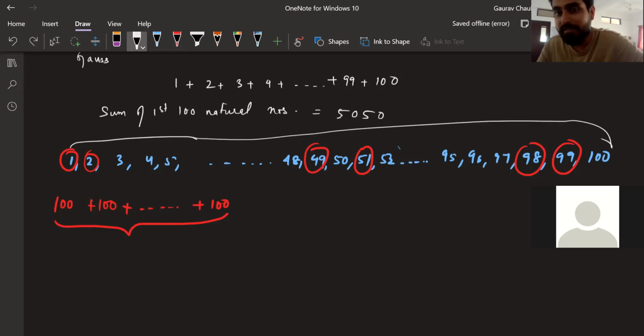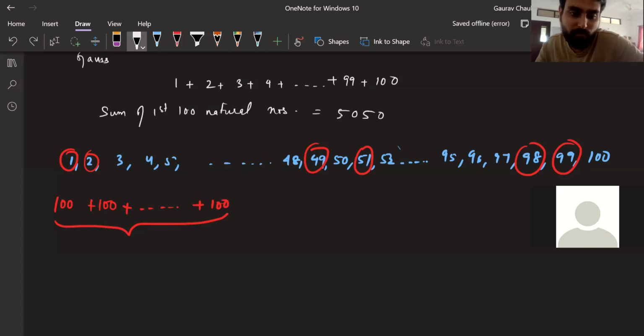Have you taken exactly half of that? Or have you, sir, missed some, have you left something out? Yes, sir, 50 and 100 we have left. You have left two terms out, right? That is 50 and 100. Yes, sir. If we take even that 100, we will get 50, 100, sir.